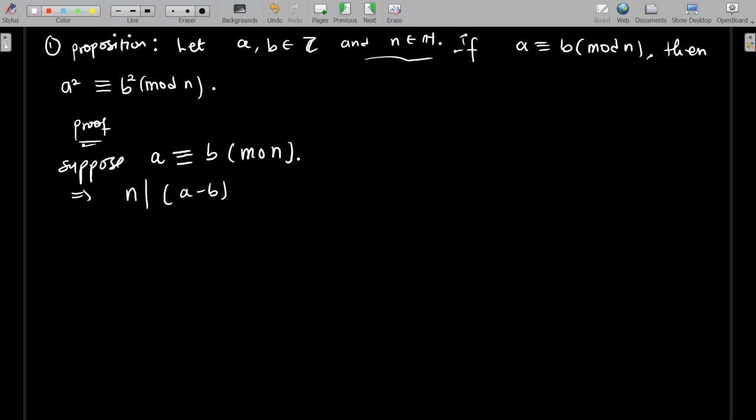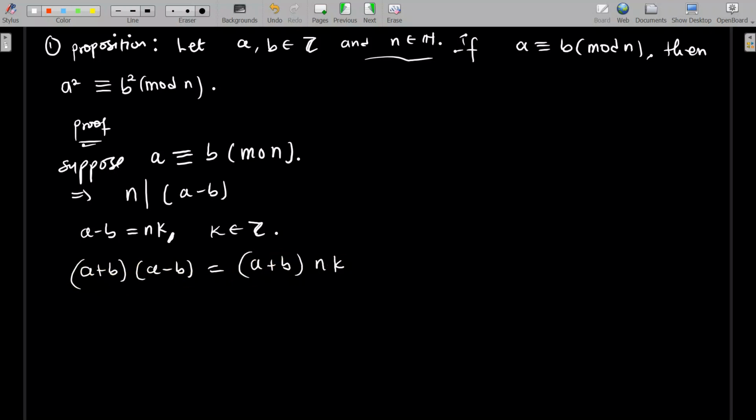So n divides a minus b, which means that a minus b is equal to n multiplying an integer k. Now if I multiply each side by this number a plus b, what will I get? I'm going to have a plus b times n k.